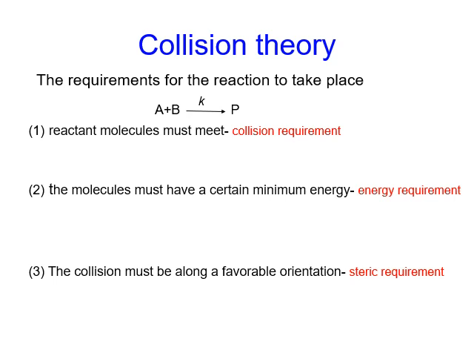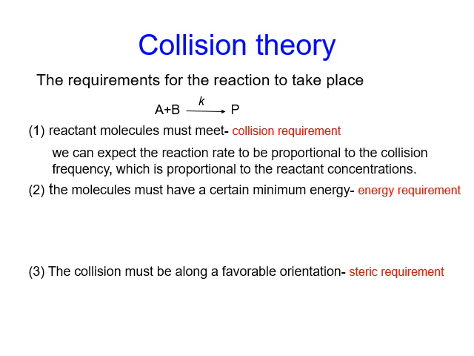Collision theory tells us that there are several requirements for the reaction to take place. One is collision requirements. That is, the reactants must meet, they must collide to form the product. So we can expect the reaction rate to be proportional to the collision frequency, and the collision frequency is proportional to the concentration. Therefore, the higher the concentration, the larger the collision frequency, the faster the reaction goes.